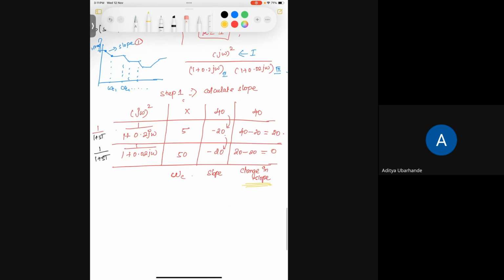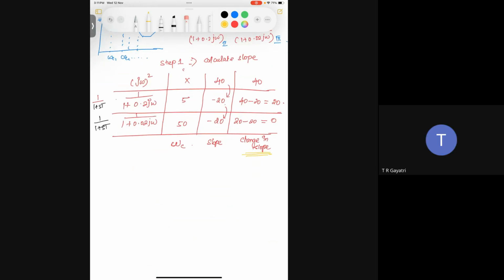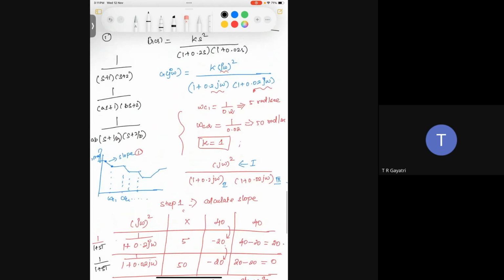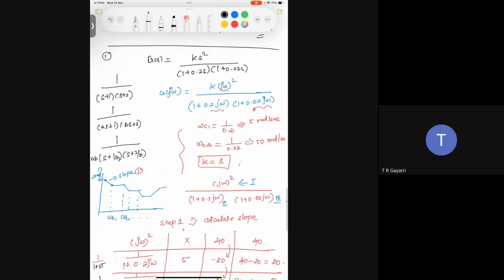Ma'am, if k is not 1, should we shift? Should we start from some other value? No, we are assuming k equal to 1. You will get it for any value. We are doing approximation only. It doesn't matter. It's a constant anyway. It doesn't change any slope or anything. Okay.